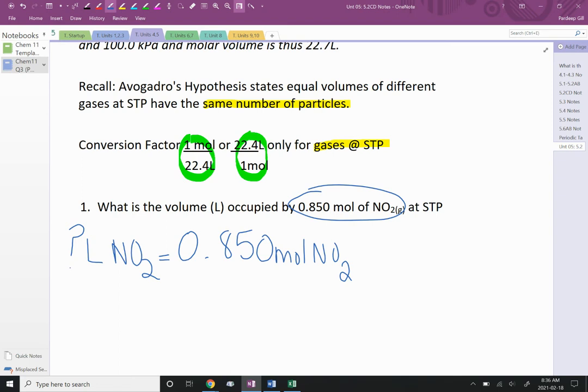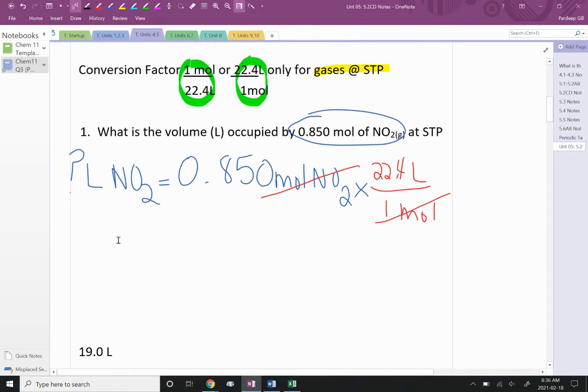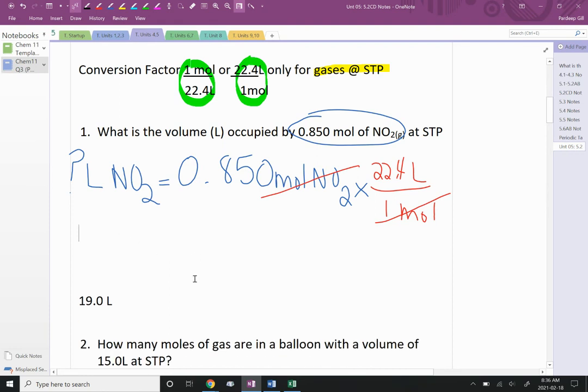So we want to get rid of moles. We want to get to liters. So we want to make sure that the moles are on the bottom and the liters are on the top. So 22.4 liters for every 1 mole. When we work through this, the moles cancel out. And you're going to find that you have 0.85 times 22.4. And that's going to be 19.04 liters.